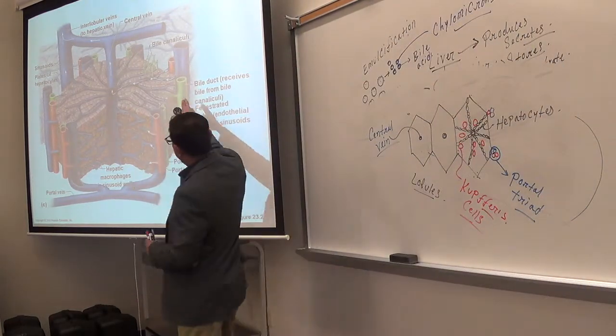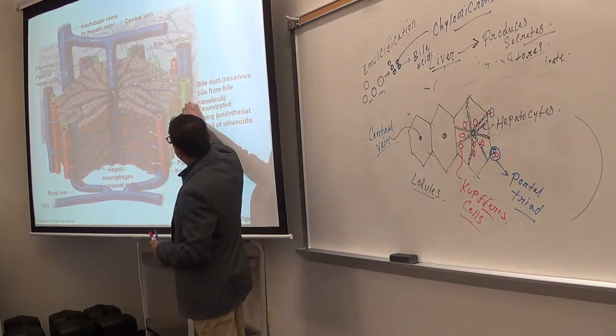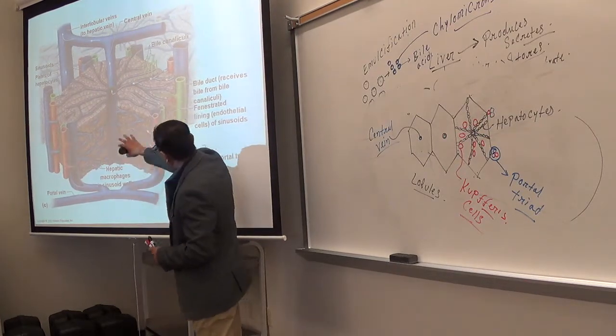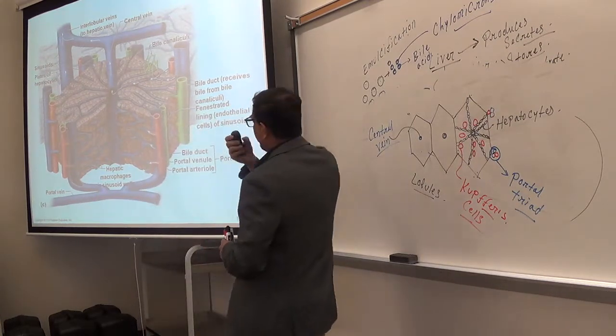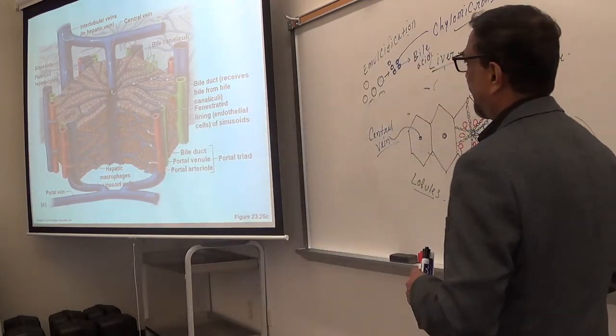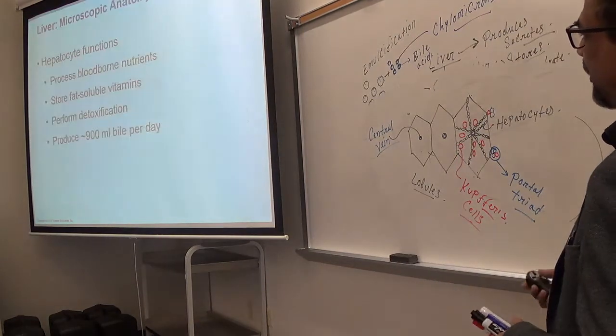And then from these bile ducts, bile is given to a larger duct, then the hepatic duct, and the right and left hepatic ducts take the bile out from the liver. You already have seen that.